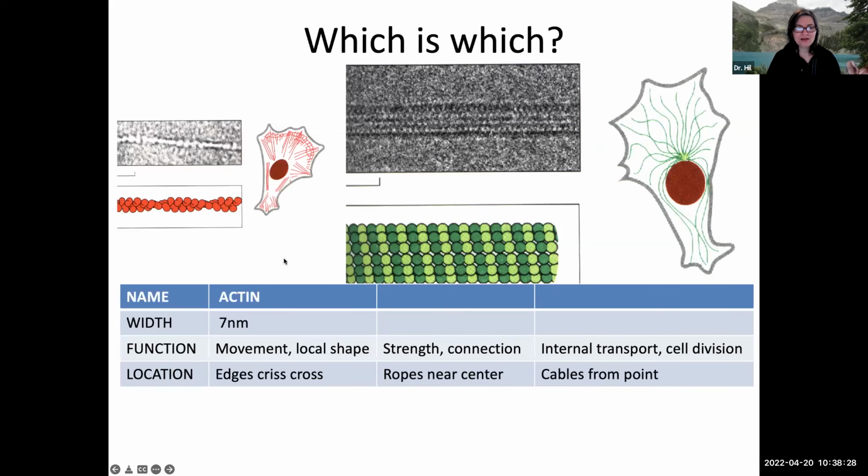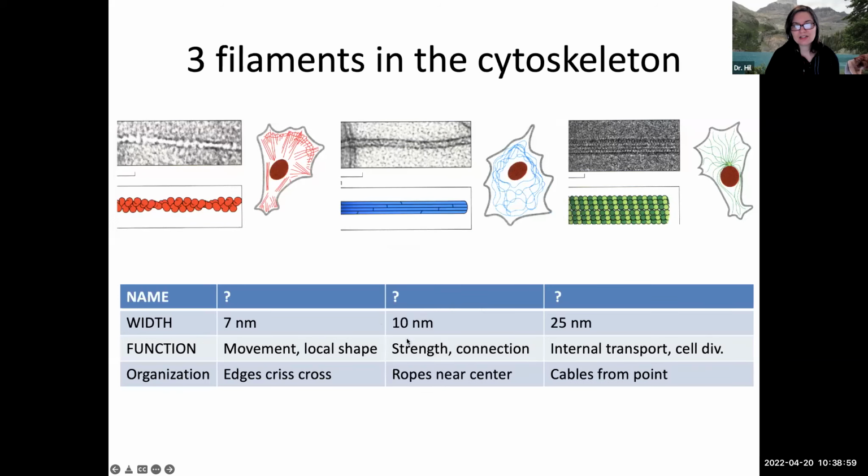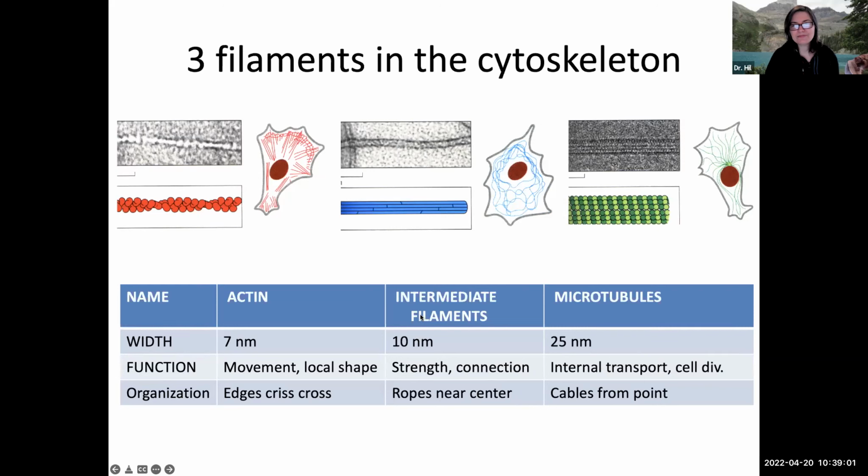Okay. Next, we have this one. It grows out from a central organizing center, kind of like hair coming out someone's head, and so it forms a network all throughout the cell. And it's hollow and it's rather large. And what is it? Yes, microtubules, and they're 25 nanometers wide. And last, we see the intermediate filaments that tend to form this network around the nucleus, sort of perinuclear and into the cytoplasm, providing strength and connection and kind of being an intermediate size.